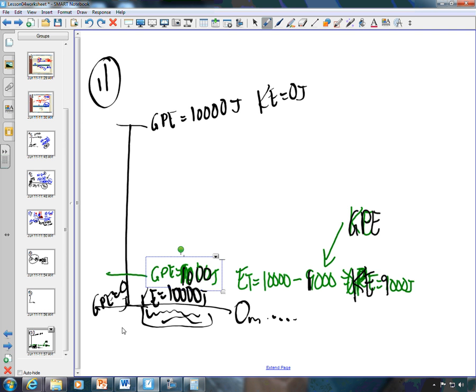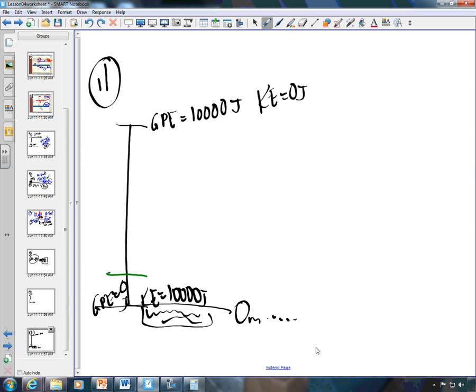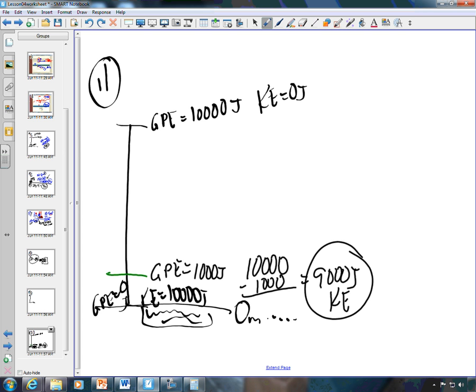Now the fortunate thing is, not unlike college professors with whiteboards or chalkboards, I can rewrite this. Okay. So again, 10,000 minus 1,000, 9,000 joules in terms of kinetic energy. And that only makes sense as you go down the spectrum.